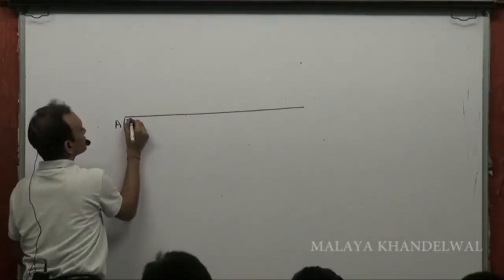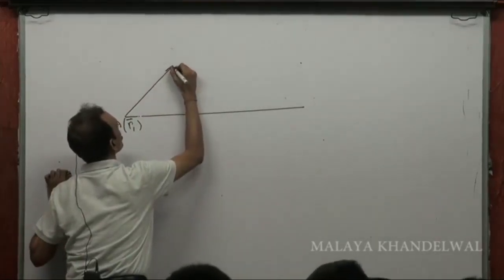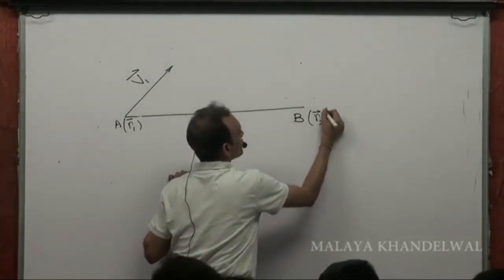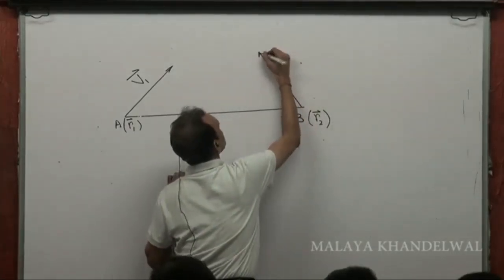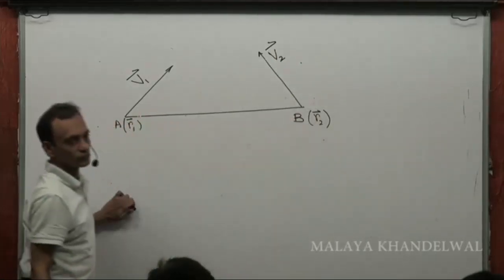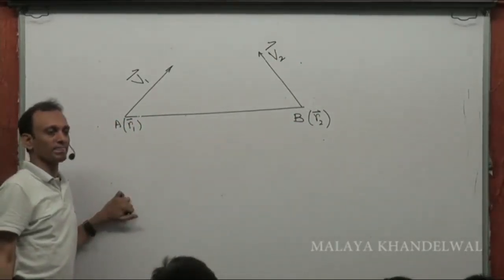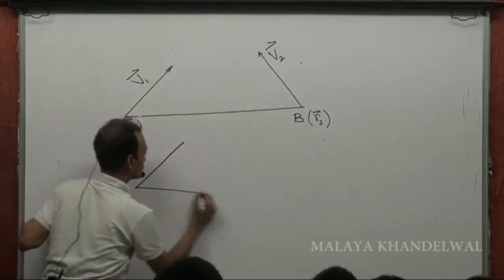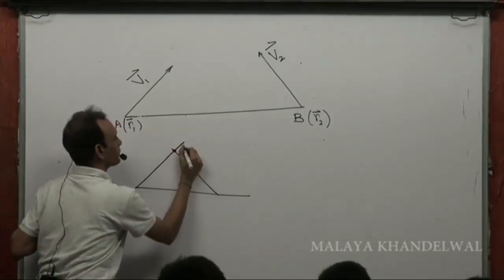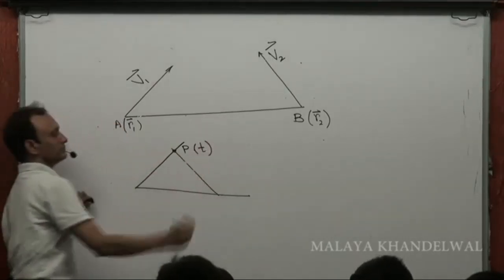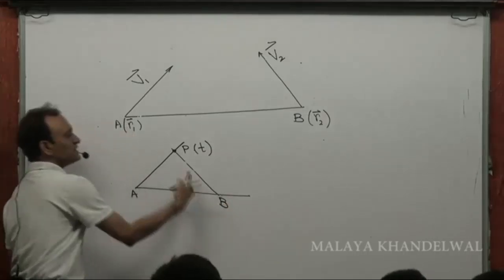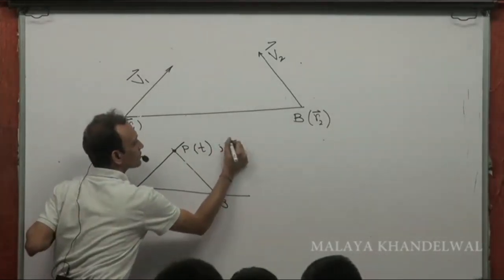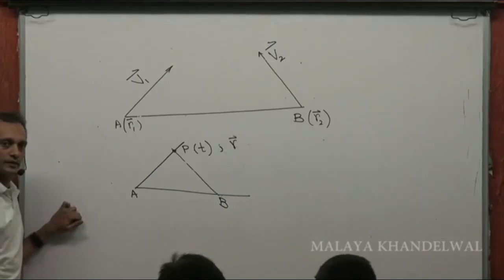Particle A with position vector R1 moves with velocity V1. Particle B, at the same instant of time, with position vector R2 moves with velocity V2. Now, if they have to collide, say they collide at a certain point P, t seconds later. And let's say the position vector of this point is R.